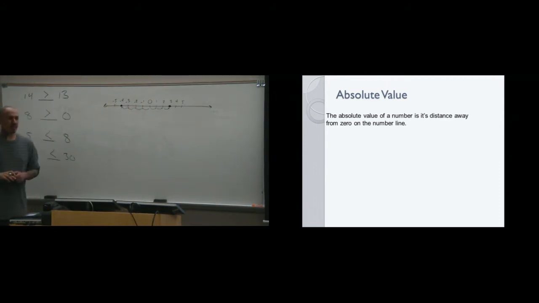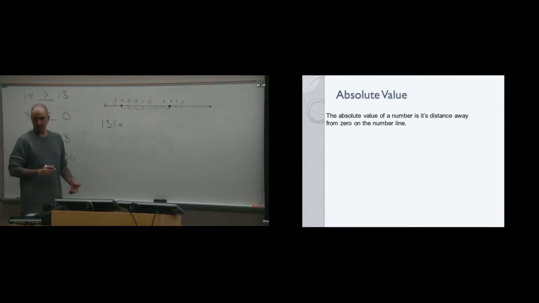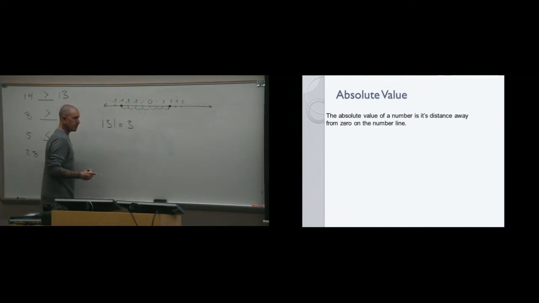So the idea is that with absolute value, we use vertical bars if we want the absolute value. The absolute value of 3 is 3, because 3 is 3 units away from 0. The absolute value of -4 is 4, because it's 4 units away from 0. What we're doing is we're kind of stripping off the direction. We don't really care about direction when we're talking about absolute value.